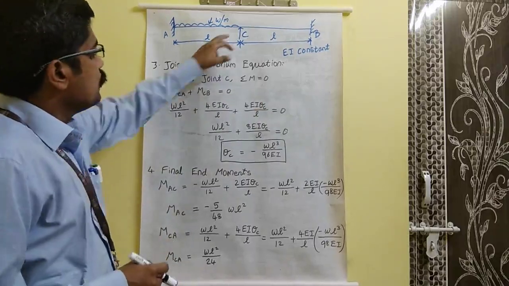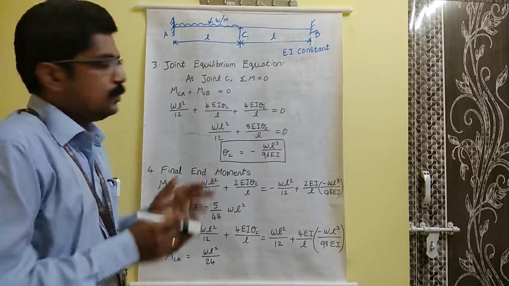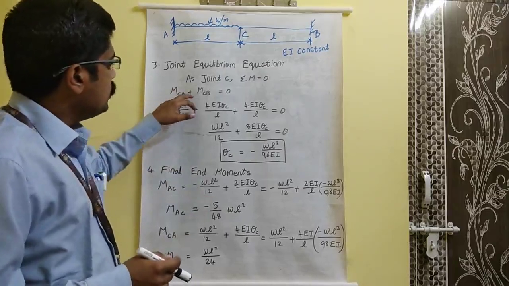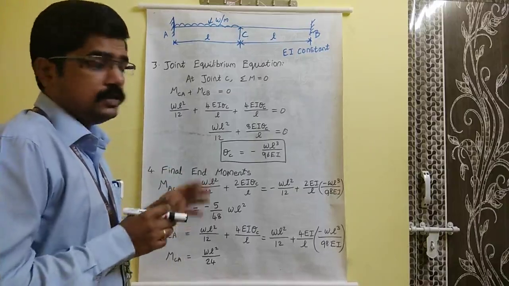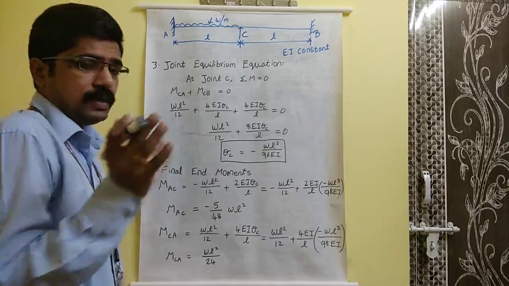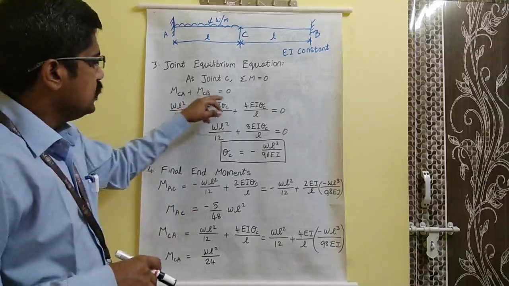Next, we need to see what slope deflection equations are formed at C. We have MCA and MCB, which are the moments at joint C. We need to add them together, and if we sum them up, it will become 0. So MCA plus MCB equals 0.